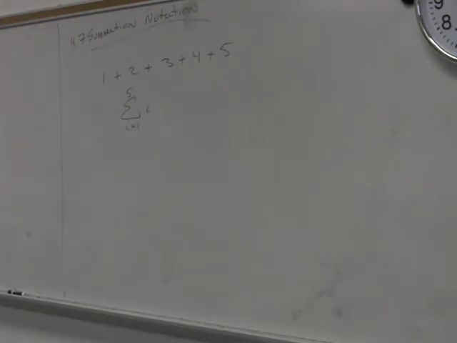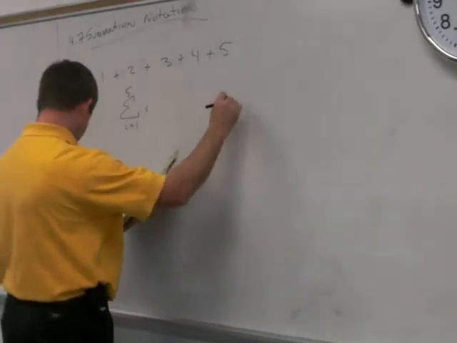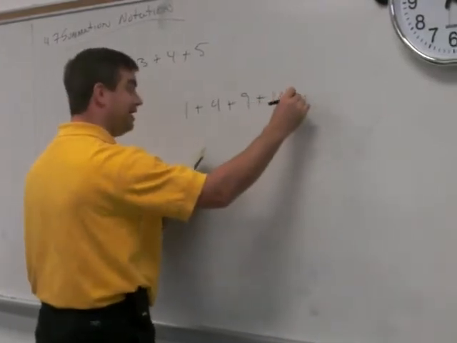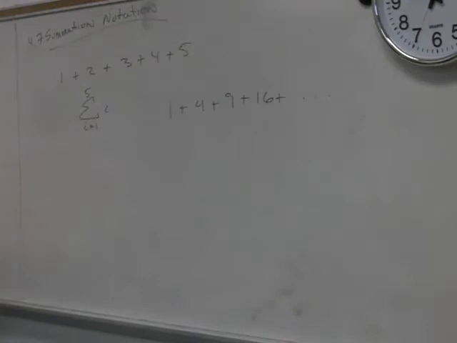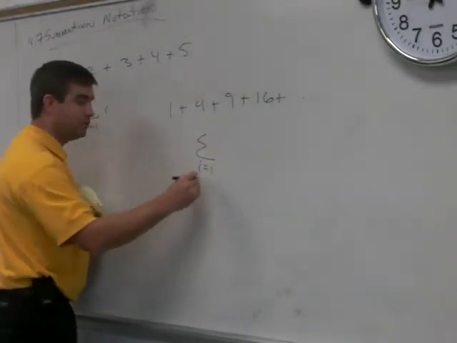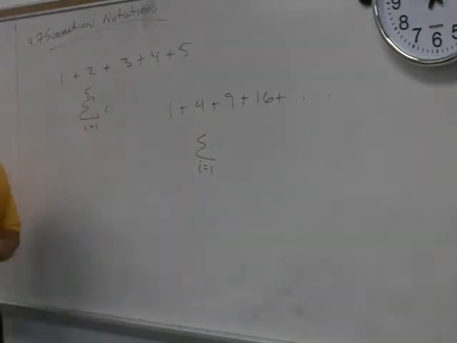Okay. Let's look at another example. Just hold on just a second. 1 plus 4 plus 9 plus 16 plus dot, dot, dot. The question is going to say, can you write it in summation notation? So you put an E, you put i equals 1, right? What goes on top? Infinity symbol.